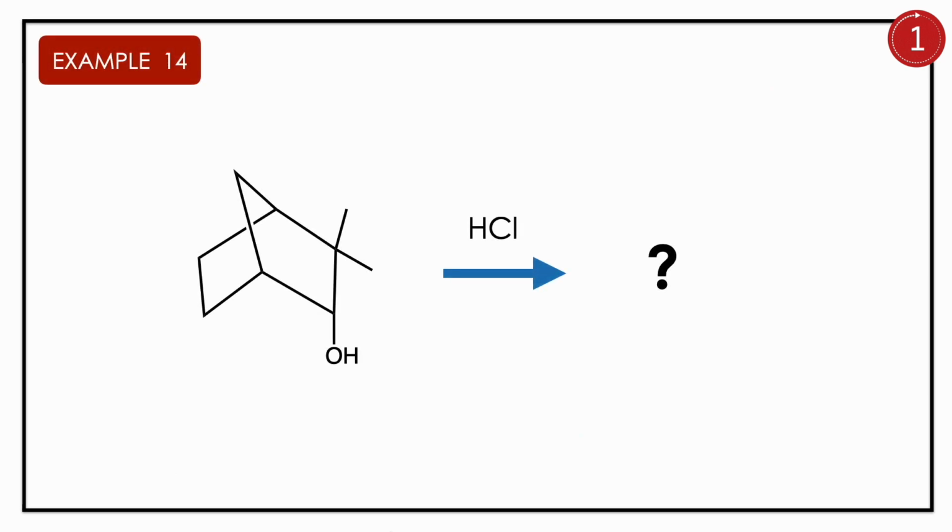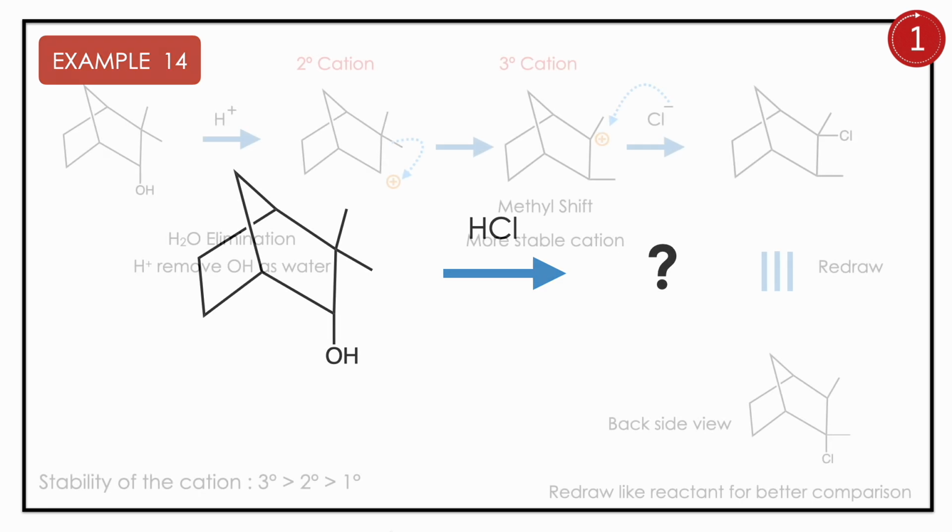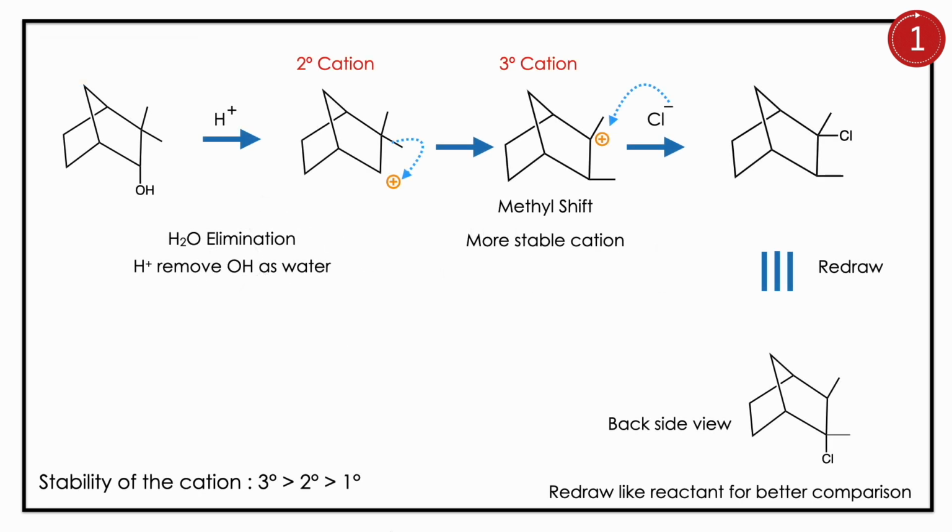Then the next example, you have a bicyclic system with a rigid carbon. On the other end you have dimethyl and alcohol. You are reacting with hydrogen chloride. You should find what will be the final product. Here alcohol is there, you are using the acid. Acid makes alcohol a good leaving group as H2O. So H2O elimination occurred, you have cation formation.